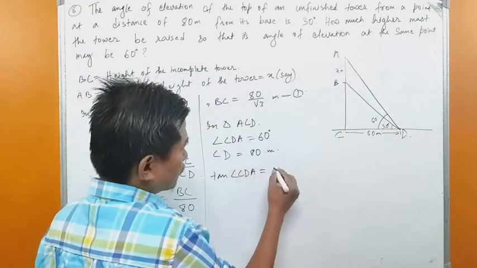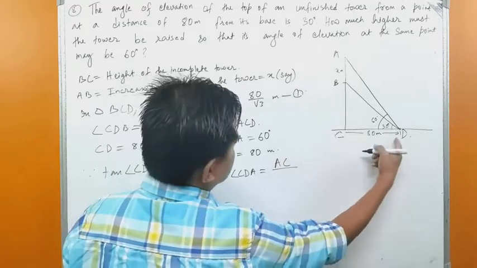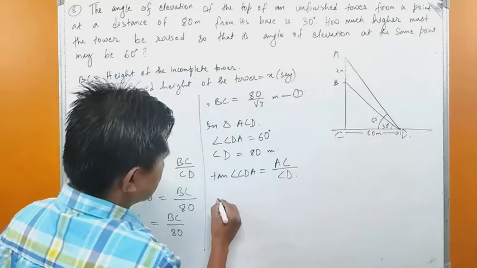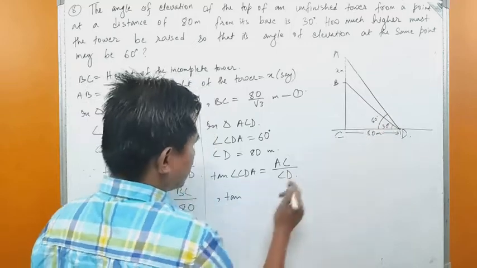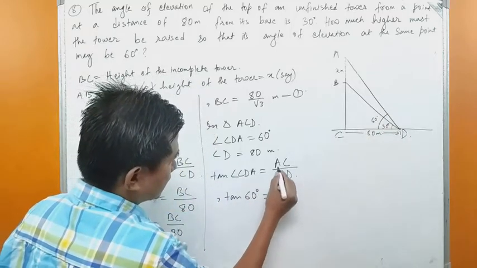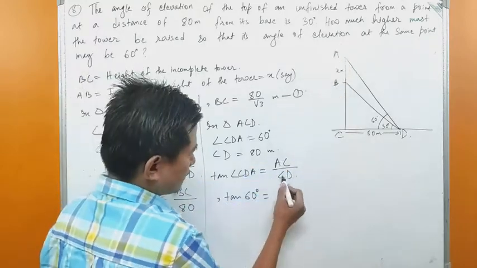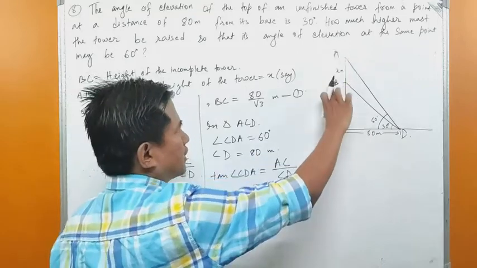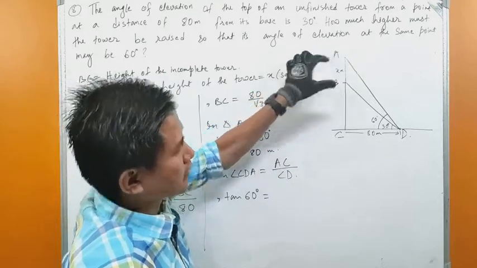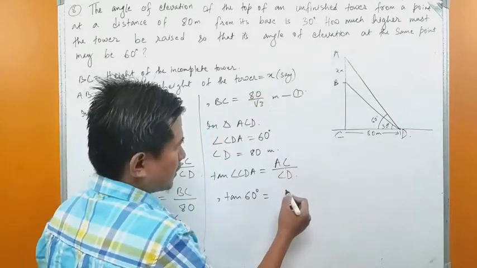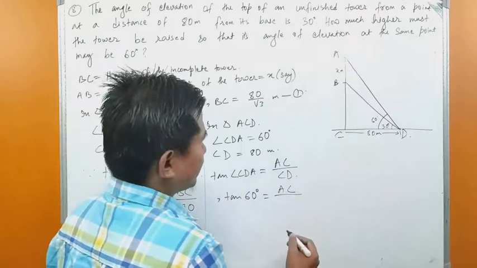Tan of angle CDA equals perpendicular, which is AC, upon base, which is CD, isn't it? So tan of angle CDA, what is CDA? CDA is 60 degree. AC is actually AB plus BC, isn't it? We can write that AC means AB plus BC. That means we subtract BC from AC. Okay, let me first find AC and then I will subtract.